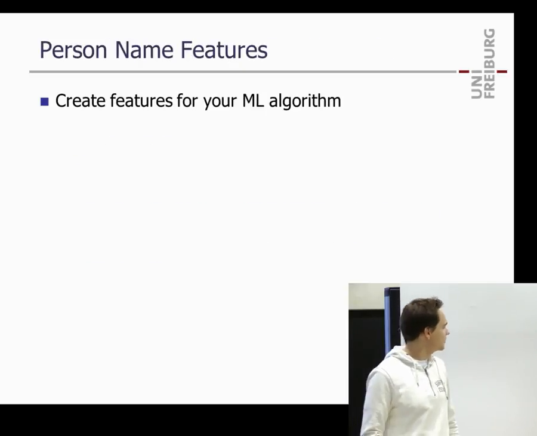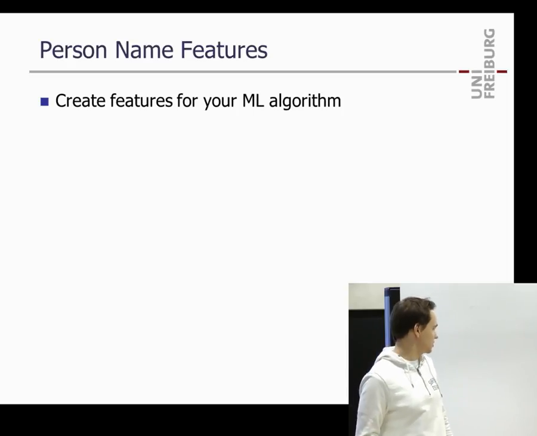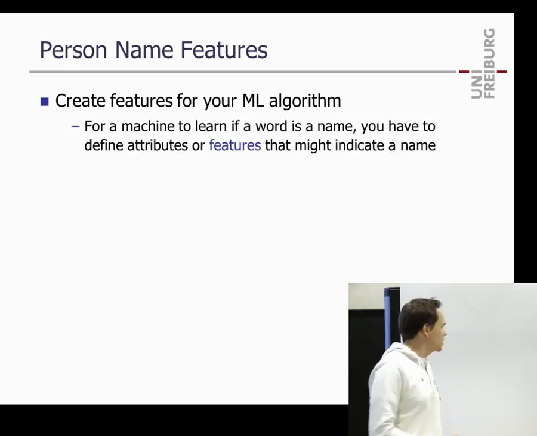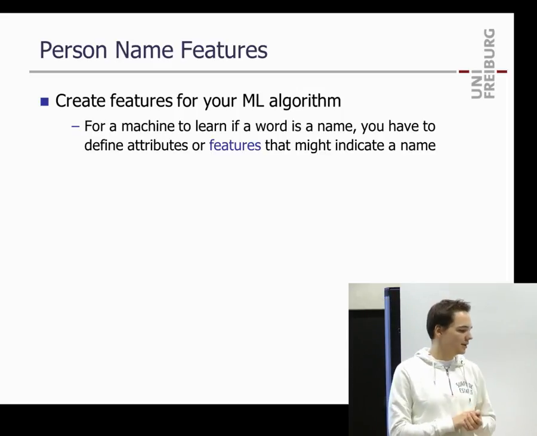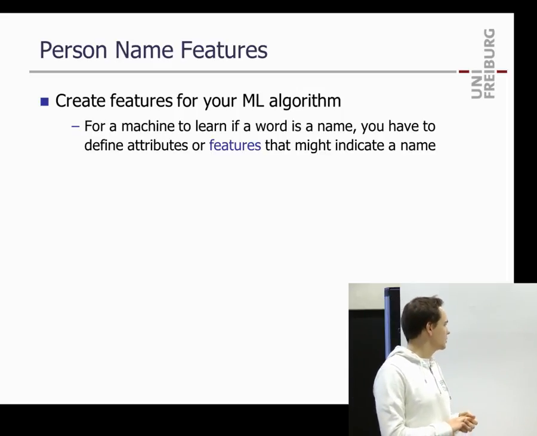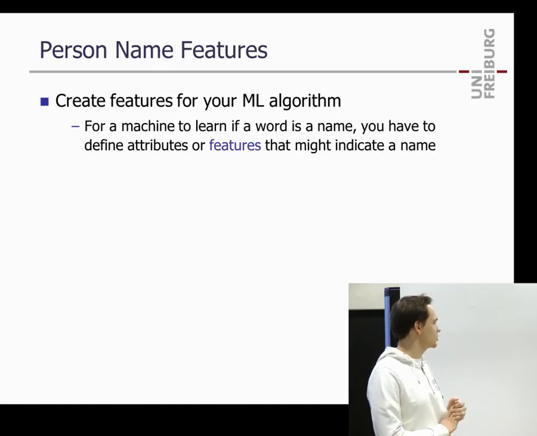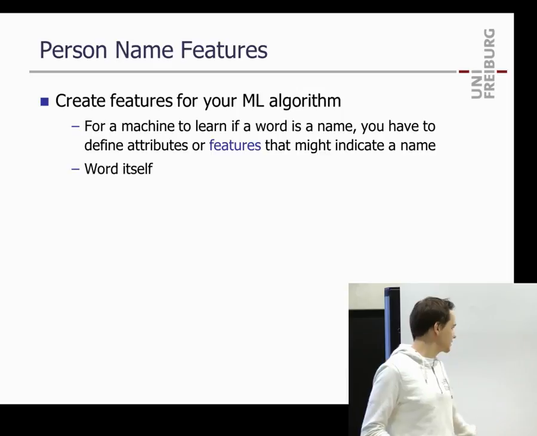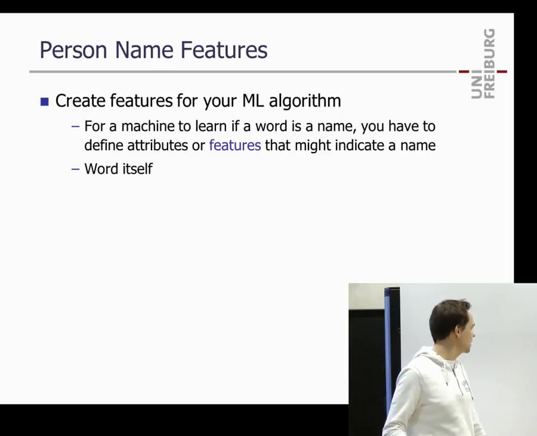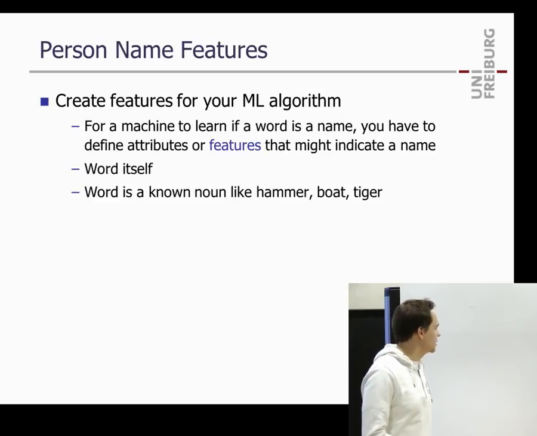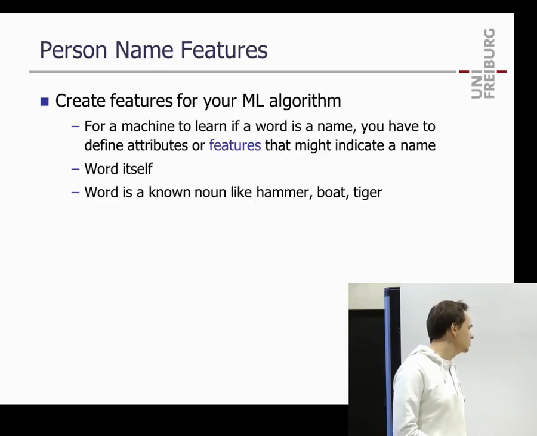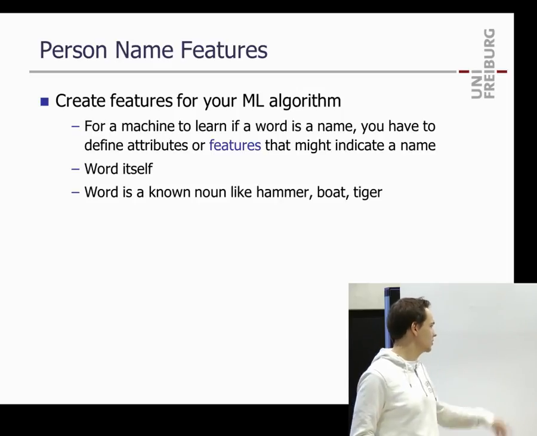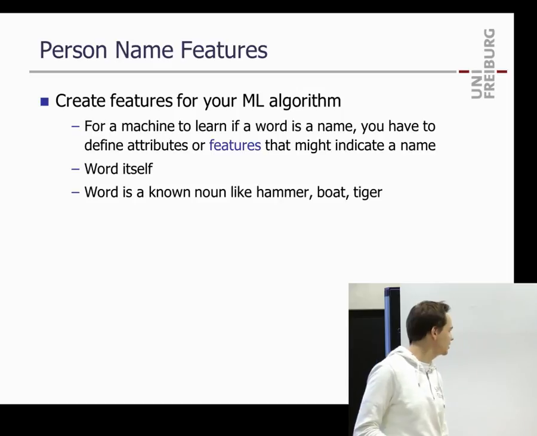So the first thing that we have to do is we have to create features. What does it mean? For the machine to learn if a word is a name, you have to tell it what to look for in the word. So concretely, you have to define attributes or so-called features that might indicate a name. What can this be? The word itself, like Michael would probably always be a name, for example. If the word is like some object, like I call it a common noun, like hammer or boat or tiger, this might indicate that it's not a name. It's of course not always that way. Tiger, we know, can also be a name, but it's more probable that it's not a name.